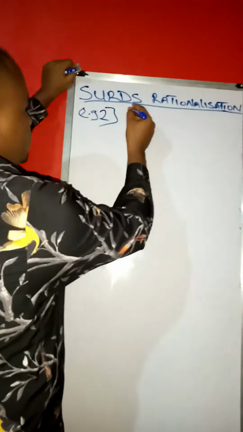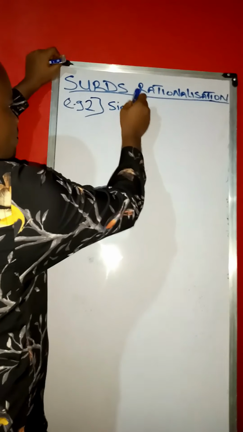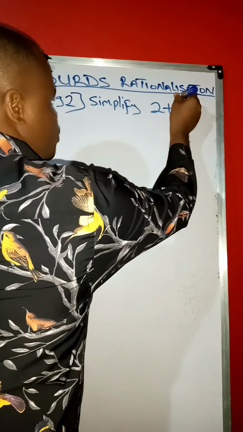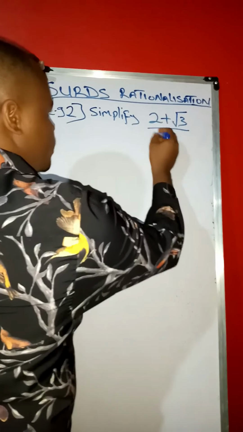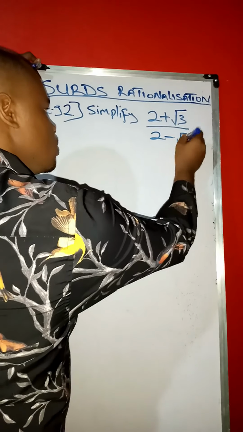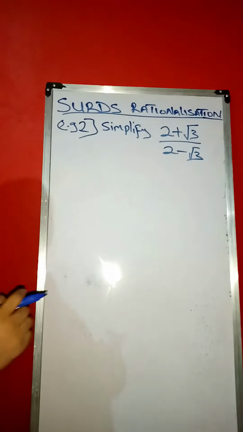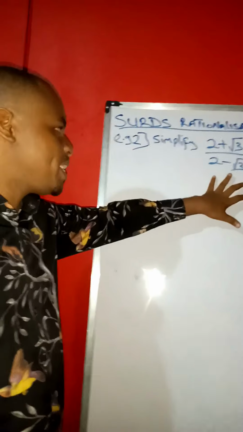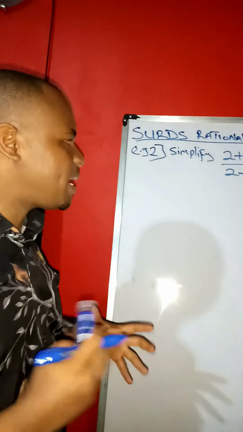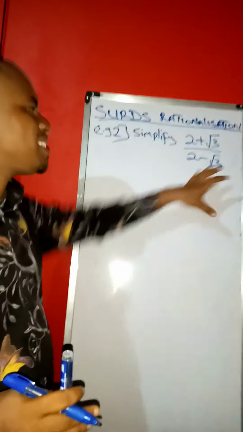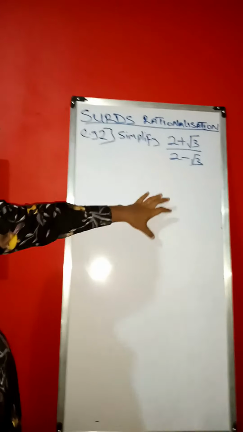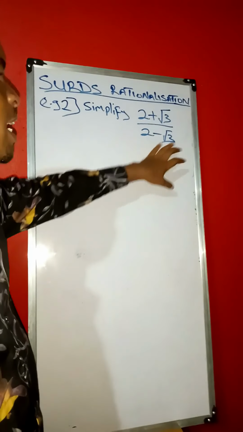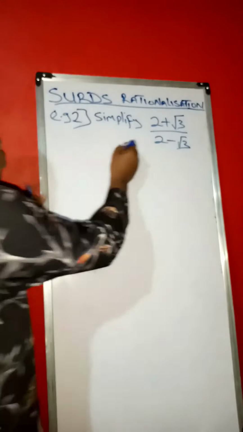Example 2 under conjugates. Simplify 2 plus root 3 all over 2 minus root 3. Alright, now you can see that in our denominator we have one irrational number and one rational number. But the same thing that applies when you are having 2 irrational numbers is the same thing we are going to also do here. Our conjugate of this denominator is just by changing the sign that's between your rational and your irrational number. So solution.